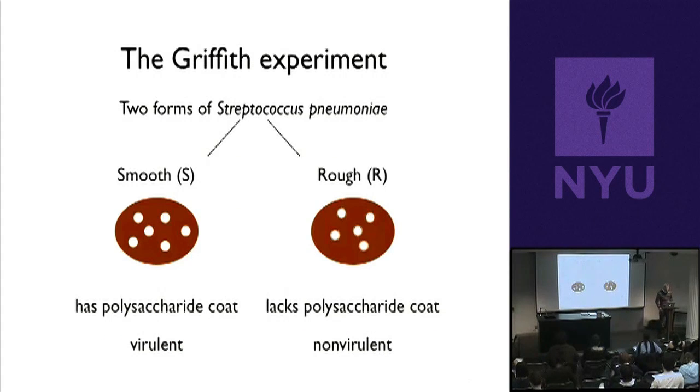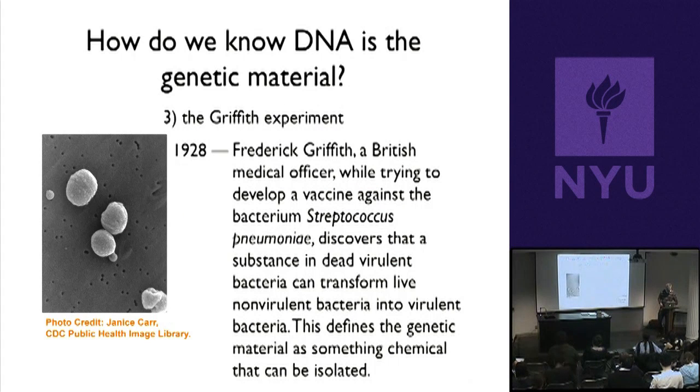He found that there were two types of Streptococcus bacteria. He called them smooth and rough, and what was different about them was how they looked when they were cultured on a petri dish. So the smooth colonies had a glossy, smooth appearance, and the rough ones are smaller, and if you could magnify this up, you would see that they had rough edges instead of the smooth, glossy appearance.